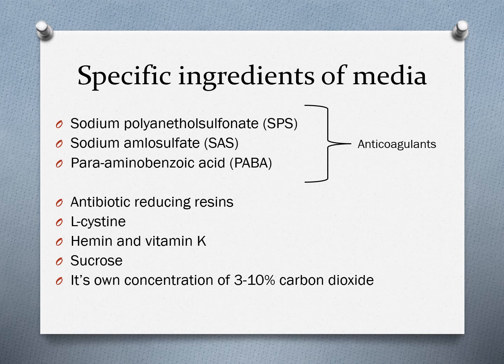Other substances that we may see in the media of blood culture bottles would be antibiotic-reducing resins, L-cysteine, which is a compound that maintains low oxygen for anaerobes. We could have hemin and vitamin K in the bottle, which is good for anaerobes. We can have sucrose in the bottle, and sucrose is going to increase the growth of what we call L forms. These are bacteria that lyse easily, which is why they are called L forms. And then our blood culture bottle may also contain its own source of 3 to 10% carbon dioxide in the bottle for the growth of capnophilic bugs.